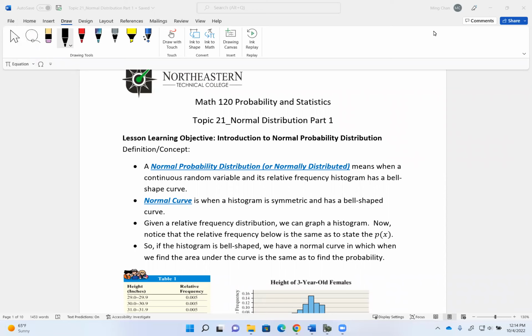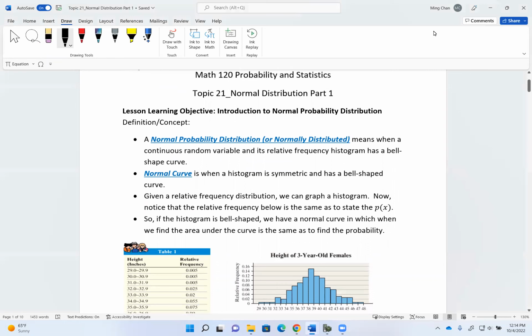Okay, so what I'm going to begin to introduce in the next couple of topics is the so-called normal probability distribution. This type of data is continuous data, and you're going to begin to see this is a little bit different from a binomial. All right, so what is a normal probability distribution, or sometimes I would say normally distributed?